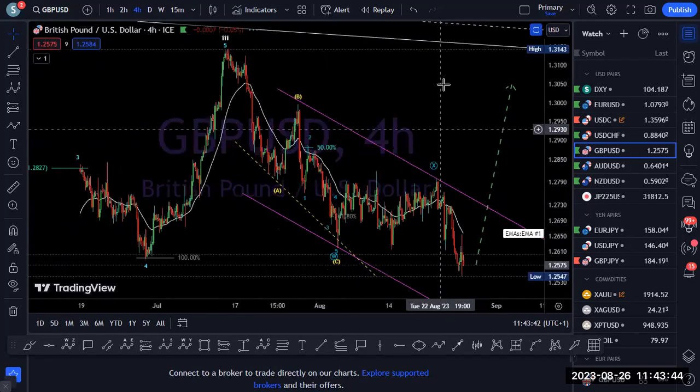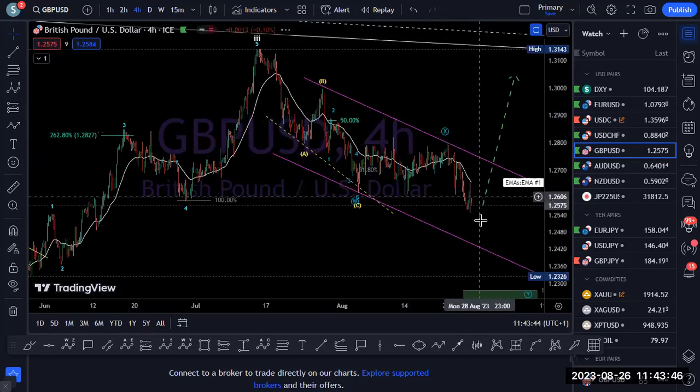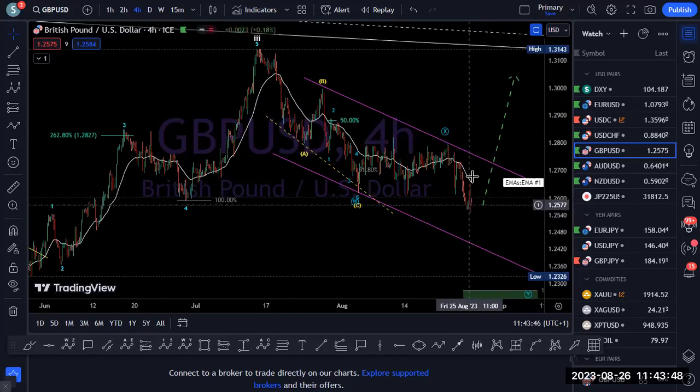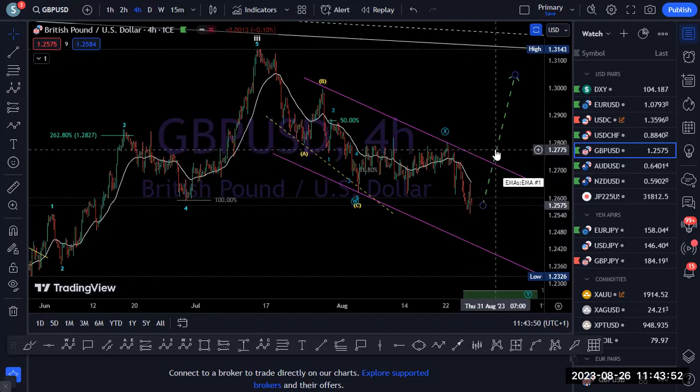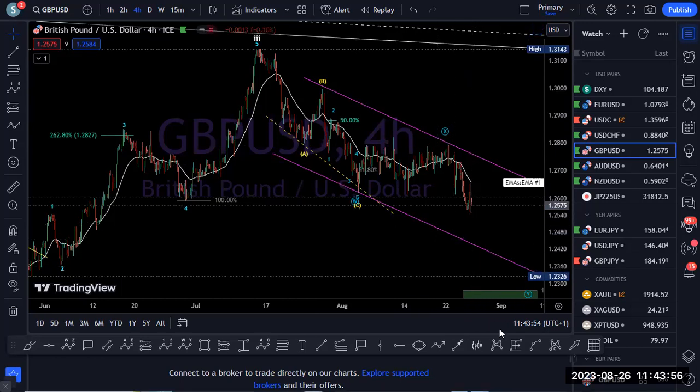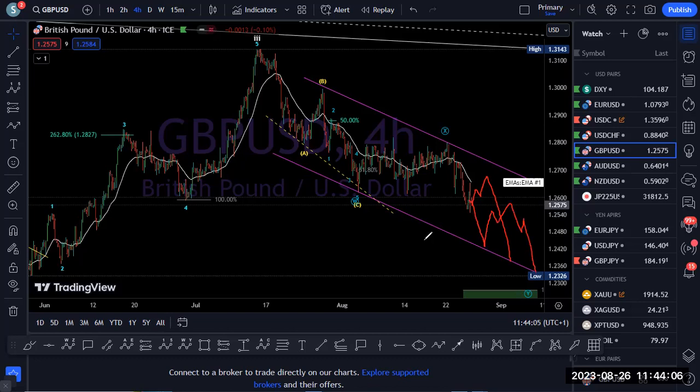So maybe we might get a move towards this level. Let me remove this. You might get something like this, a move like this before the dropping, or it may just drop, then move again and drop. The selling is not yet over on pounds USD.